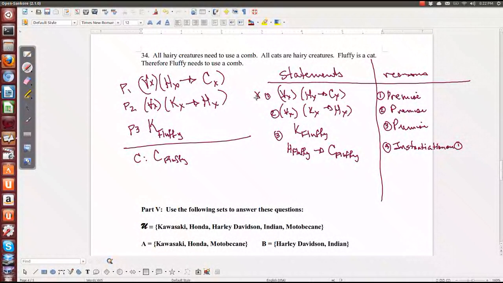And that's going to use up statement 1. And I need to do the same thing on statement 2. So instantiation on statement 2, and that's going to give me k fluffy conditional h fluffy.